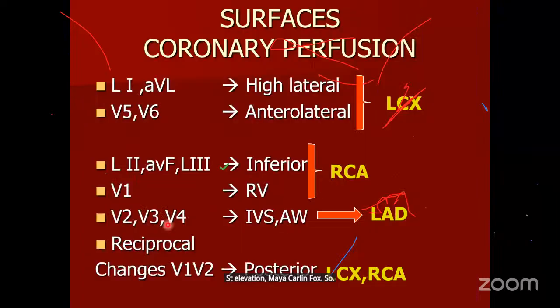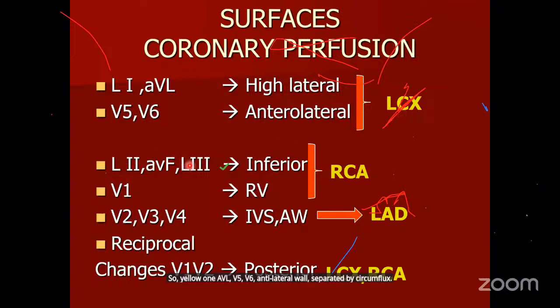So when I put everything together in a single slide, L1, AVL is the superior lateral or left lateral surface, and V5, V6 is the anterolateral surface. So these are the groups of leads, this is the surface, and this is the perfusing artery. So L1, AVL, V5, V6, the entire lateral wall, is supplied by the circumflex.